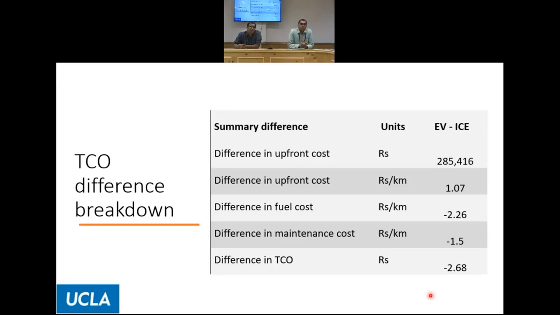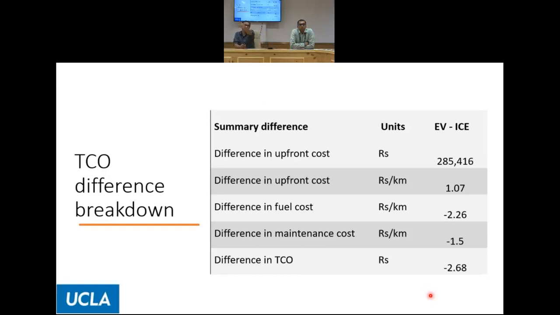the results: what is the difference in the life cycle cost of ownership of the car? The upfront cost is higher by 3 lakhs, 285,000. On a per kilometer basis, it's 1 rupee costlier per kilometer in upfront cost. So if you take the extra cost and you divide it by how much you drive, it's 1 rupee more per kilometer upfront. But the fuel cost is 2 rupees and 26 paisa less per kilometer because it's more fuel efficient.